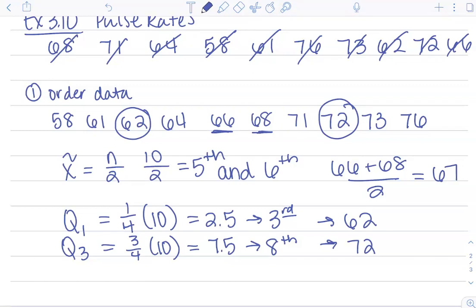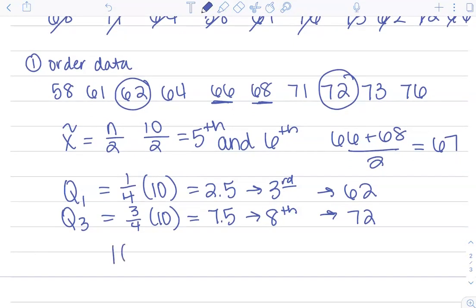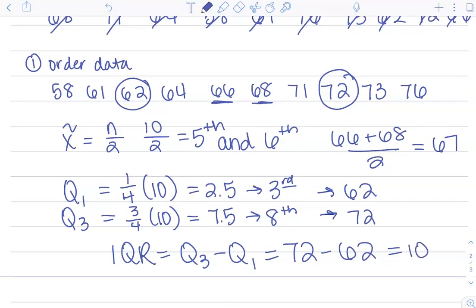So our Q1 is 62, our Q3 is 72, and so to get the IQR, it is simply the upper quartile minus the lower quartile, or 72 minus 62, which gives us 10. Now we can do this easily in JMP, so let me show you where to go on that. We've already seen it, but let me just point out where it is.